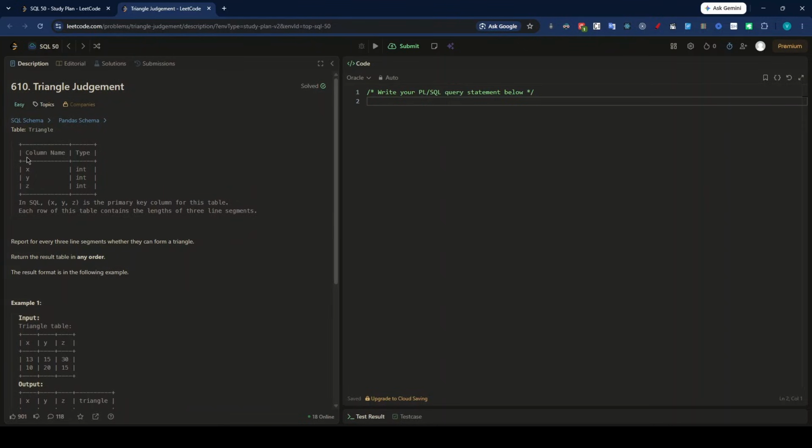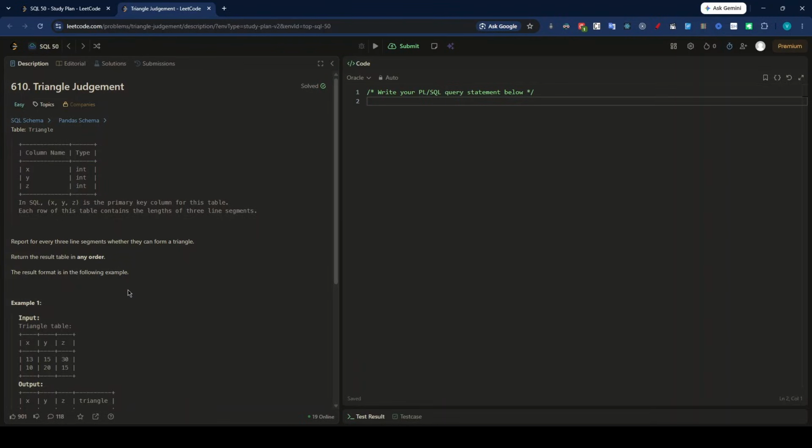I hope you remember this. If you are not aware of what you need to do, basically they're saying that this is the triangle table, and x, y, z are the columns, and they represent the lengths of the triangle. We have been given the lengths of every side of the triangle, and we need to determine if the line segments with those lengths form a triangle or not. We need to just determine that.